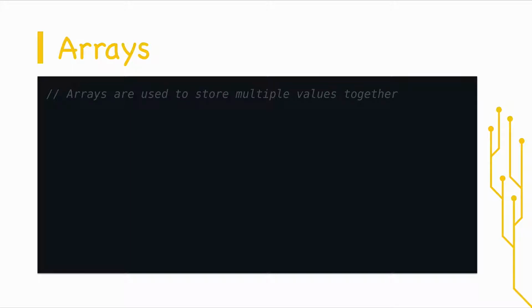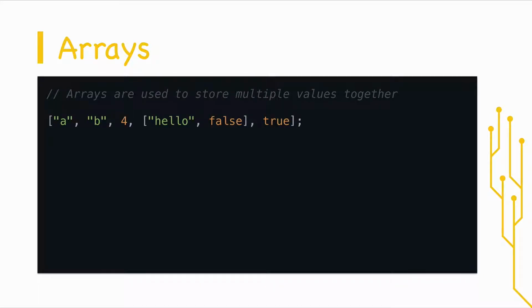Basically, you need a way of storing multiple values together as a list, and that is where arrays come in. Arrays are actually a type of objects in JavaScript, but for now you can basically think of them as a way of storing multiple values as a list together in JavaScript. So let's see an example.